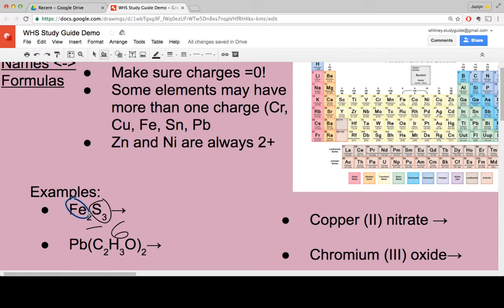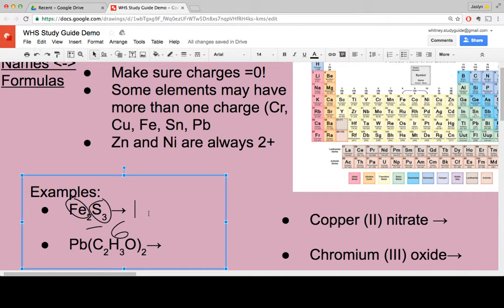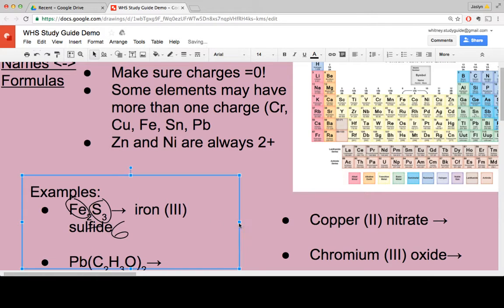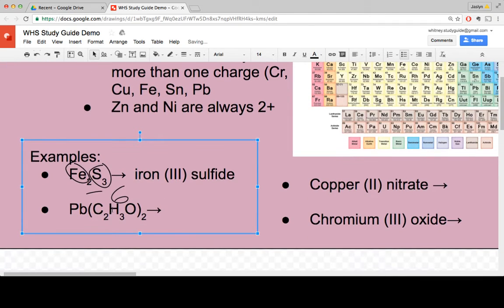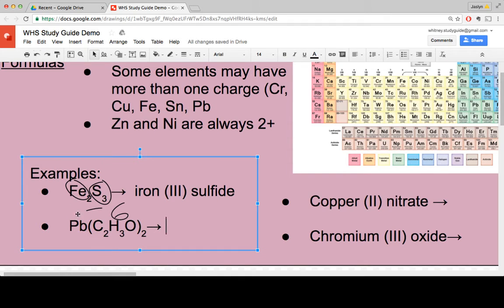And you just do some basic division to find that each iron atom will have to have a charge of +3. And with these types of elements that you don't know the charge of, you will have to represent the charge in a Roman numeral. And so you have iron that each atom has a charge of +3, and then you have sulfide.